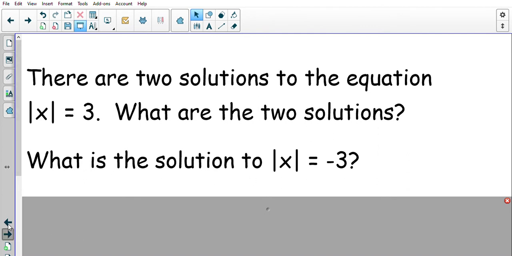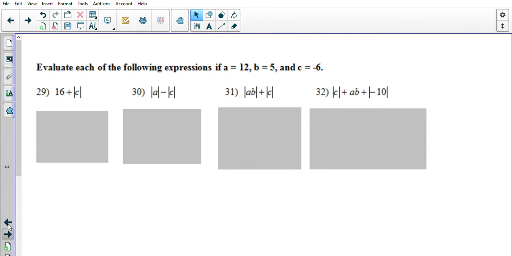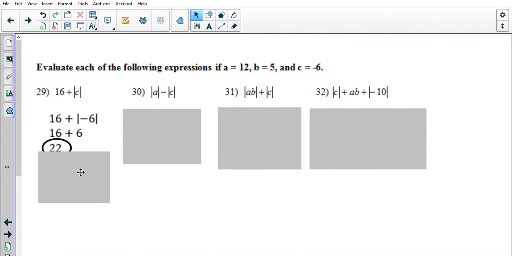All right, let's get back to the guided notes. So 29 through 32, I'm going to go through these quickly. They're evaluating questions. And let me remind you that evaluate means get a number answer. So you should not just be plugging the numbers in. You also want to find the solution. So number 29, we've got 16 plus the absolute value of c, which is 16 plus the absolute value of negative 6. The absolute value of negative 6 is 6, and of course 16 plus 6 is 22.